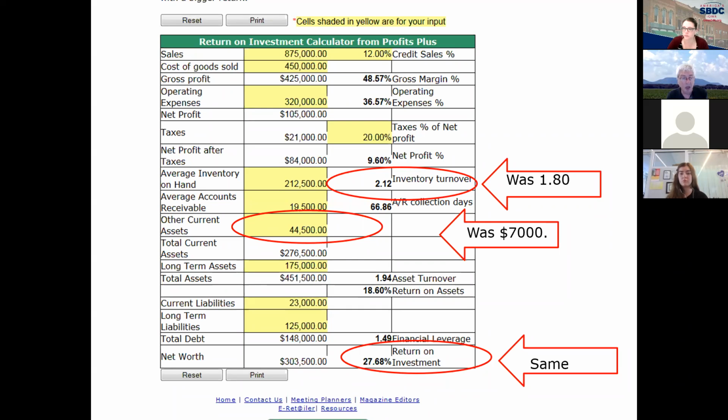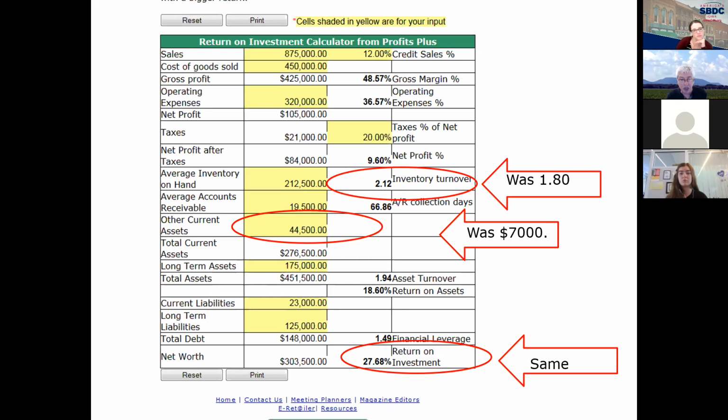Next red circle. The $7,000 that was in the checking account is now $44,500 because, as I showed you on the previous slide, sell the stuff, put the money in the checking account. But this is the downside to it. This is why this is not the way to do it. See the bottom right corner, 27.68. We're not making any more on it. We're not making any more profit. We're not getting a better ROI because money sitting in a checking account is doing nothing.